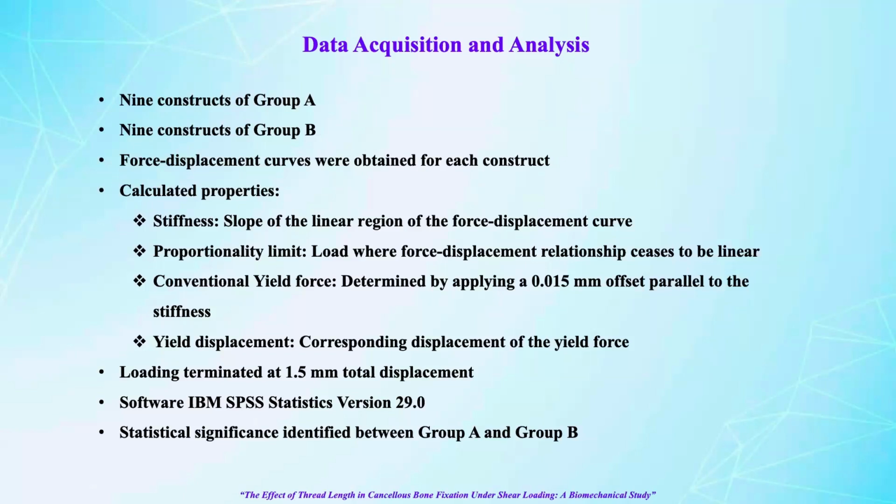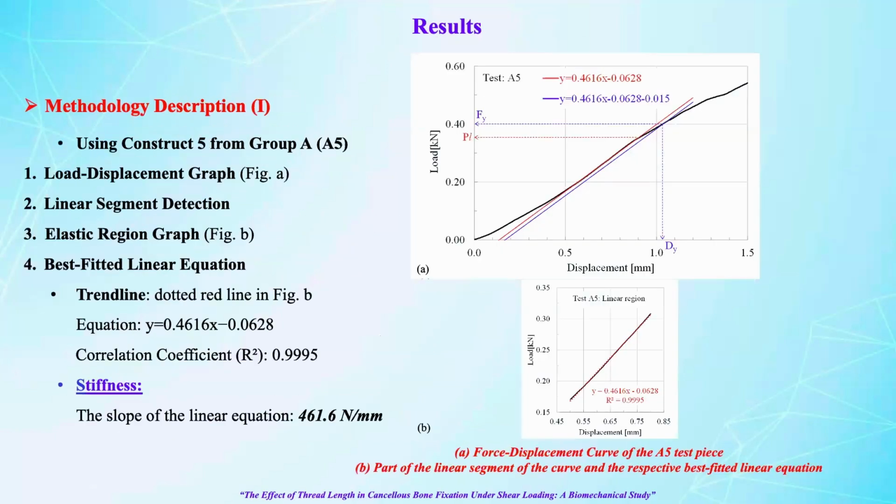The stiffness, the proportionality limit, the conventional yield force, and the yield displacement were calculated for each test piece. After a series of preliminary experiments, it was decided that the loading of the constructs should be terminated when the total displacement, as measured by the loading frame, should exceed 1.5 millimeters, since in all the experiments, the deviation from linearity occurred well before that limit.